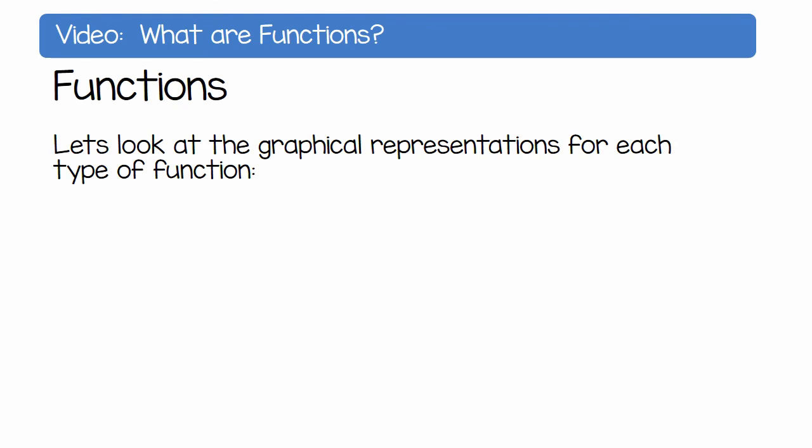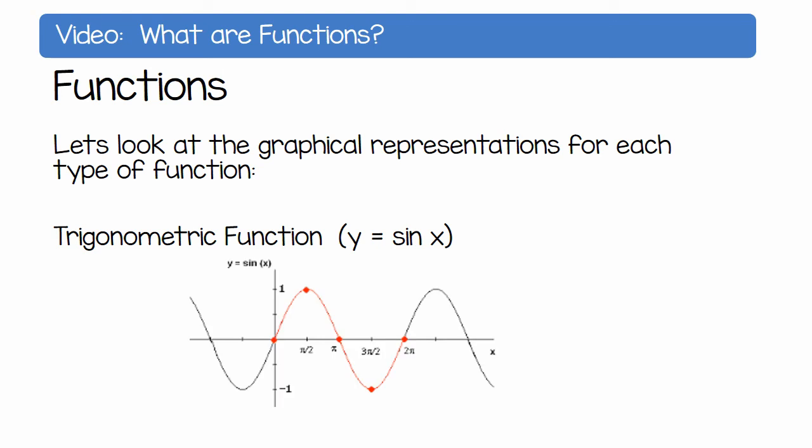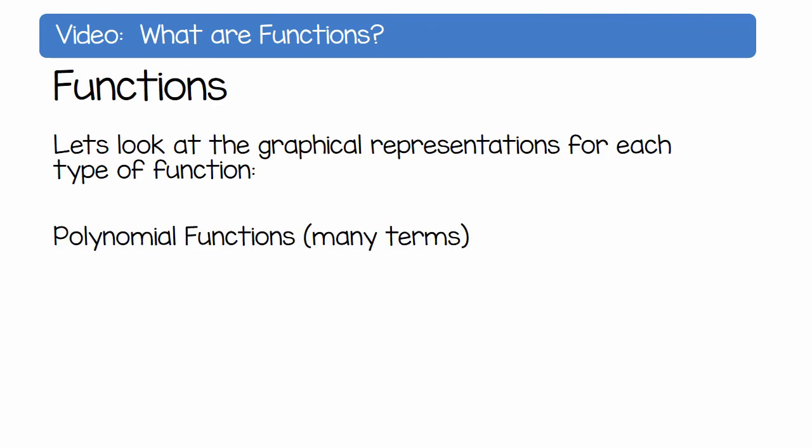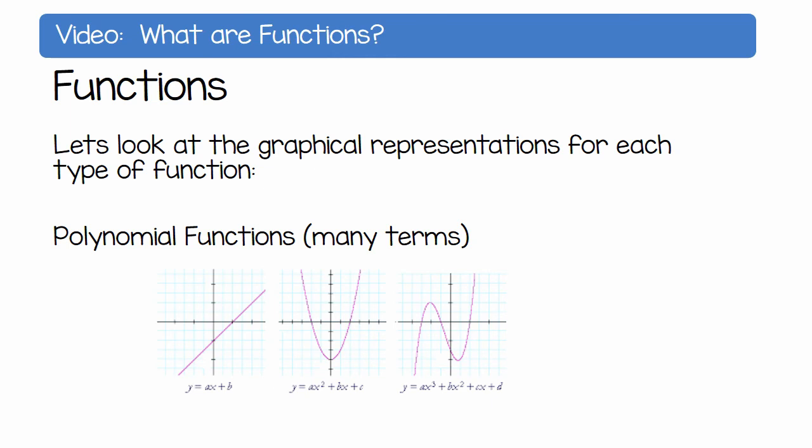Now, let's look at the graphical representations for each type of function we talked about in the first part of this video. The trigonometric function would have an equation y equals sine x, and it would look like this. Next, the polynomial function, poly means many, nomial terms, many terms. We could have a linear function, a quadratic function, or a cubic function. And of course, you know there are many others.